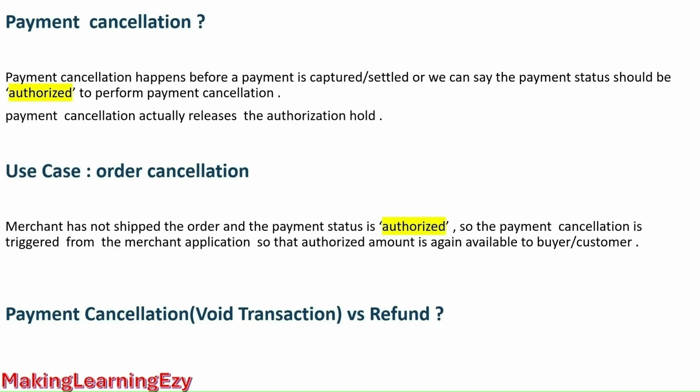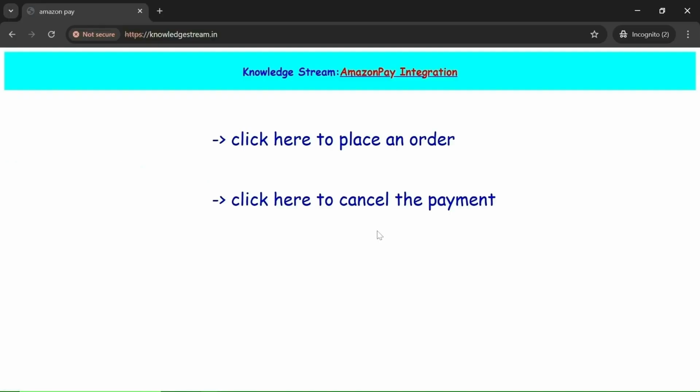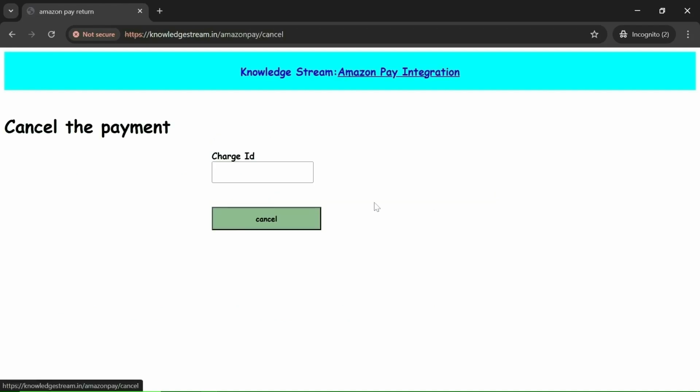Now we will see how we can trigger the payment cancellation from the application. This is my local application from where I will trigger the payment cancellation. Here you can see one link to cancel the payment, and here we will enter the charge ID. So to cancel the payment, you need the charge ID. Charge ID is the one which is generated and returned by Amazon Pay when we submit the payment, or you can say when we trigger the authorization.